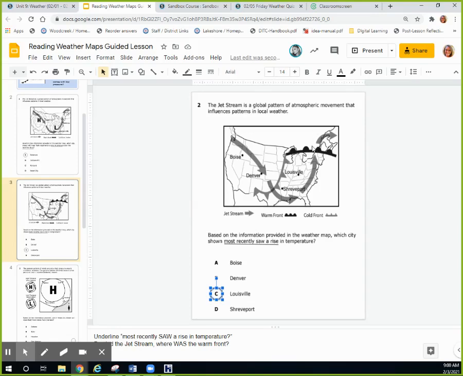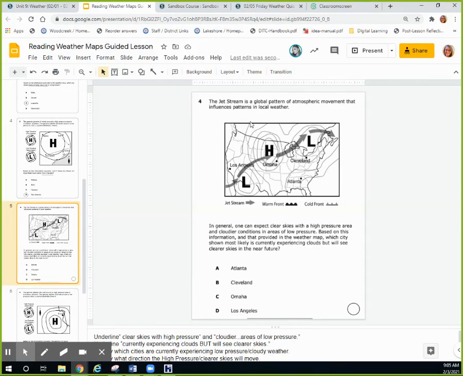Okay, so the warm front's moving north, meaning it passed through Louisville a few days ago, so they had some precipitation and an increase in temperature. I'll also point out that Denver most recently saw a drop in temperature because they just had a cold front pass through them. And this cold front is going to affect Shreveport and Louisville in probably a couple of days.